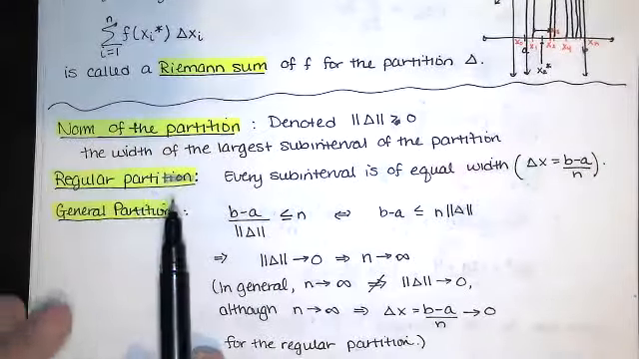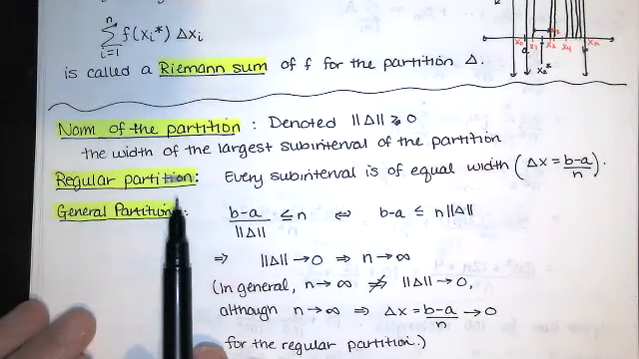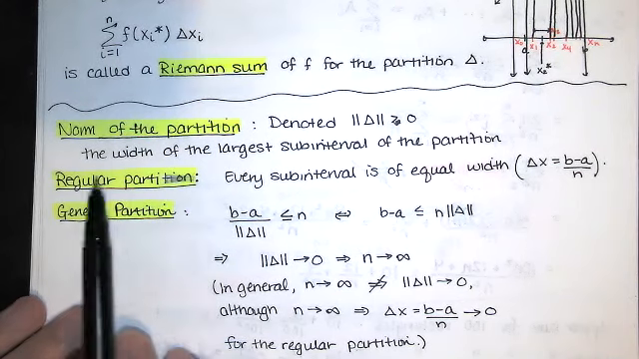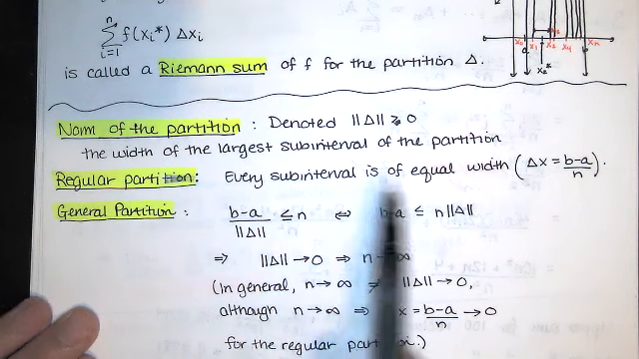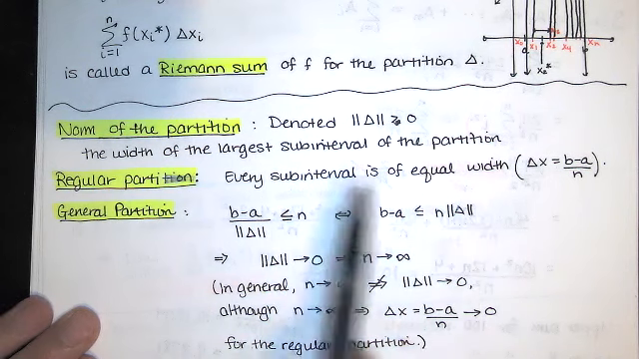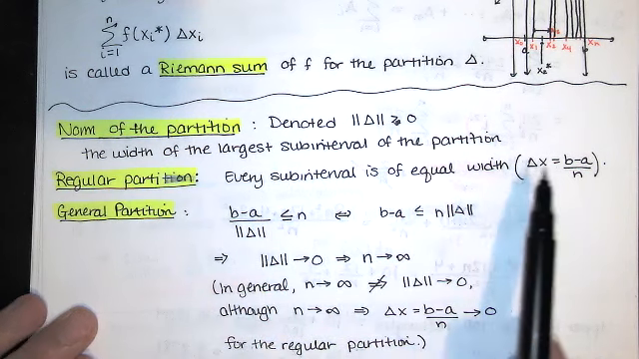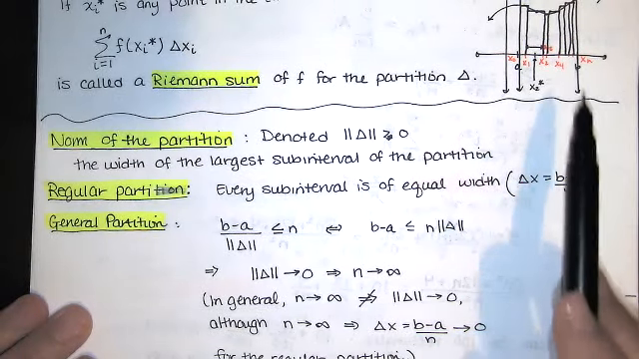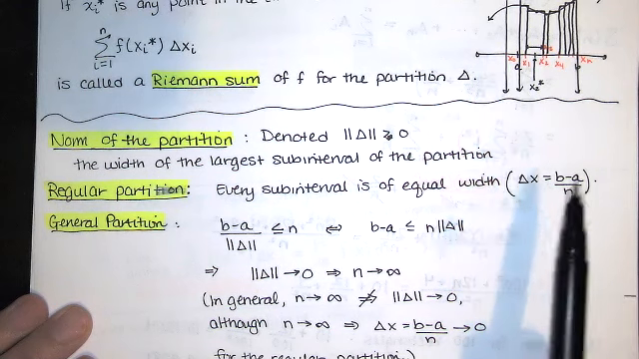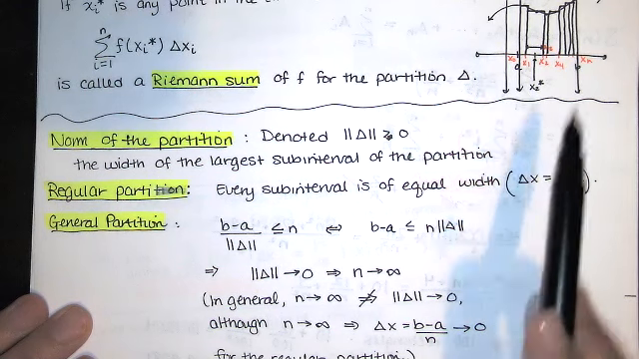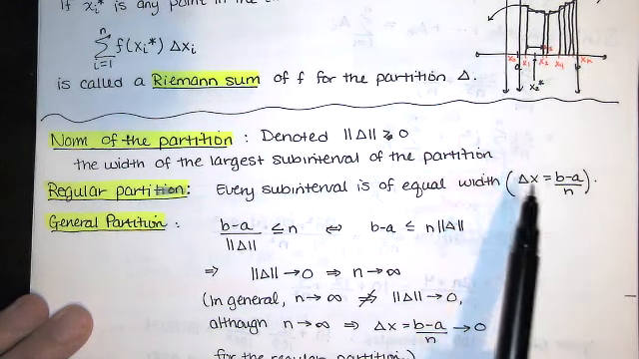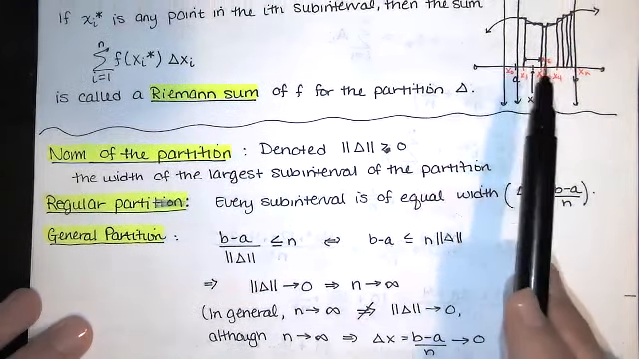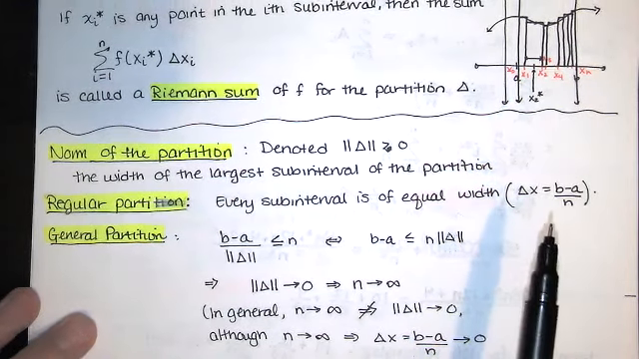Now, a regular partition are the types of partitions that we were looking at in the last few videos. In a regular partition, every subinterval has the same size or the same width. So in a regular partition, we usually denote that width by delta x, and we just take b minus a and divide it into n equal pieces. And when we do that, all of the rectangles have the same width, delta x.